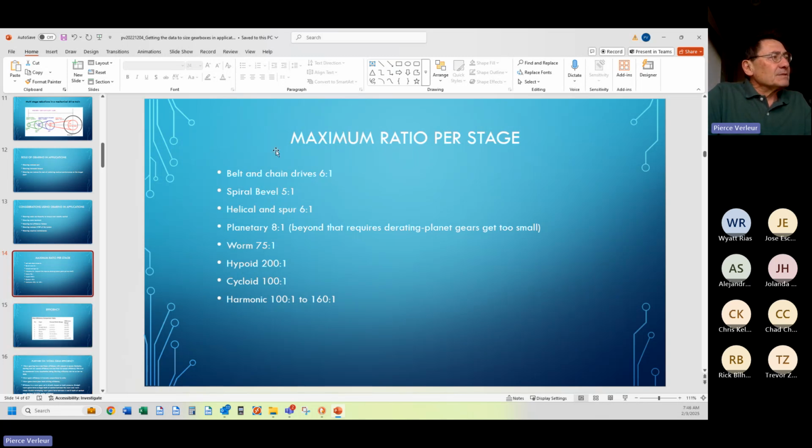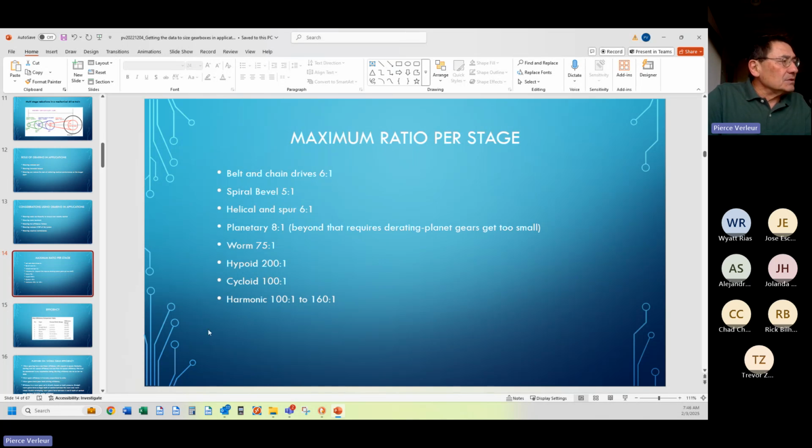Now, this is the maximum ratio per stage. It's one aspect of choosing the gearbox to satisfy your 18-to-1 ratio. In the case of a spiral bevel or a helical and spur gear, I'd have to go 2 stages, 6-to-1 and 3-to-1, 5-to-1, and whatever 18 divided by 5 is. In the planetary, I would have to go 2 stages. But I could do it in 1 stage on a worm handily. Just another factor involved here.